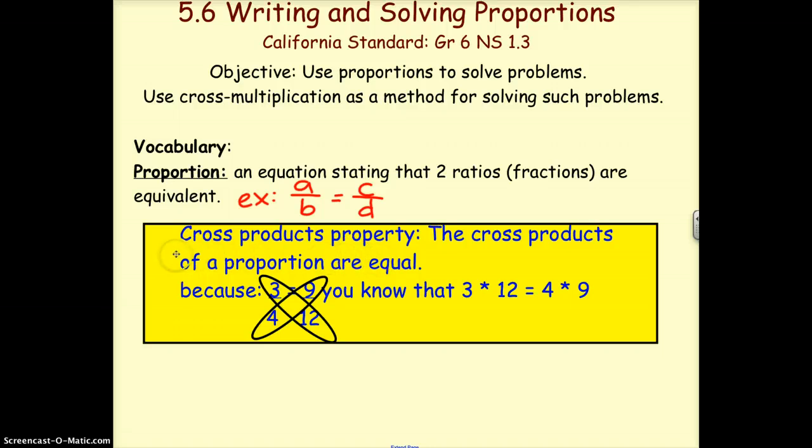Also, make sure you write down our property, which is the cross products property. The cross products of a proportion are equal. Because 3 over 4 equals 9 over 12, you know that 3 times 12 equals 4 times 9, which of course is true because they both equal 36.